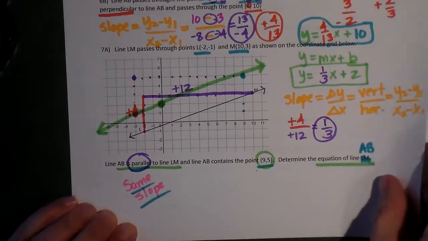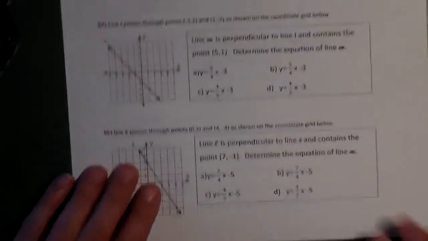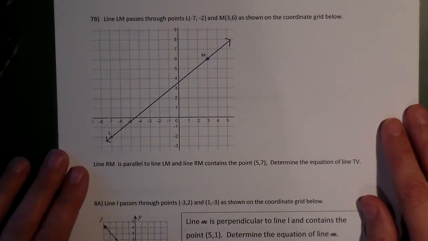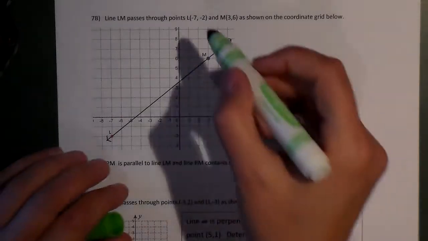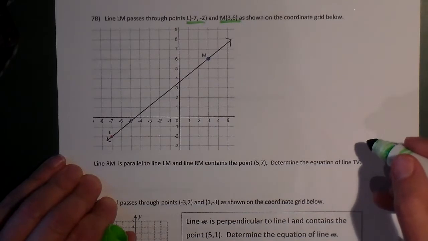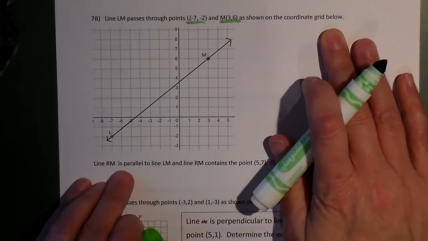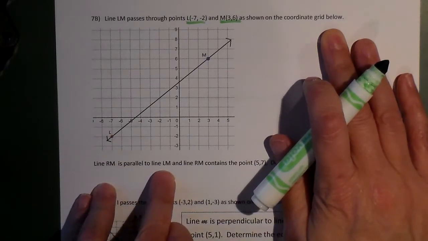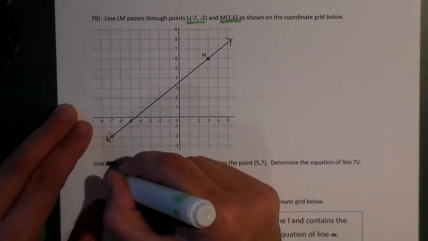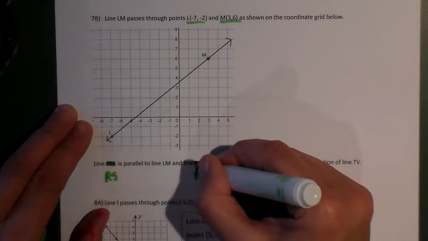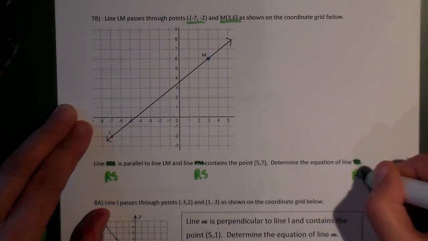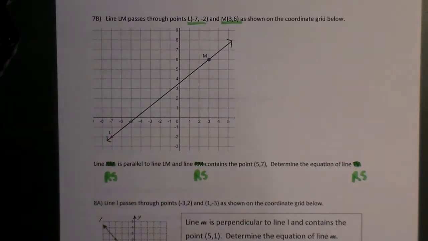Okay, so let's look at 7b, and then we will go on to the next video. 7b, same thing, okay? We've got a line that passes through these 2 points. So I've got LM is shown on the coordinate grid below. RS is parallel to LM. So I'm going to change this. We're going to call this RS. Again, I'm noticing some errors as we go. Just to make some things really simple.